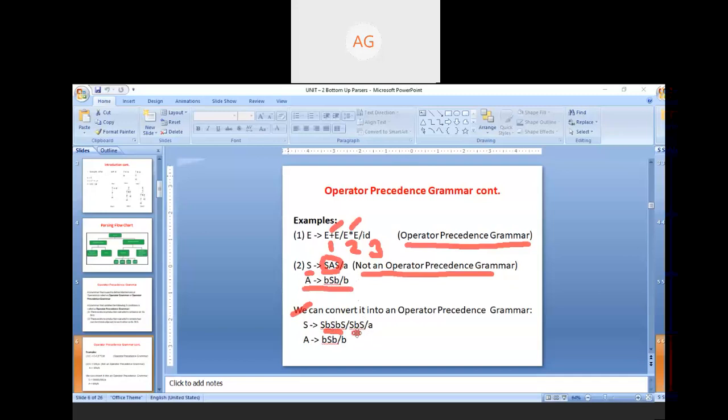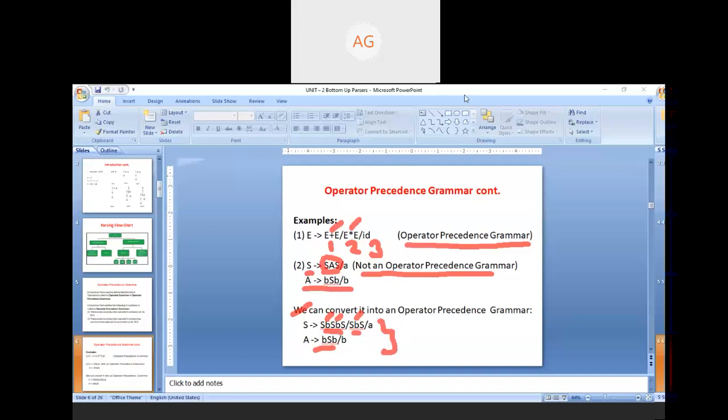As you can see now, between the two non-terminals there exists a terminal. These two small b's are between the non-terminals, and this b is also between the non-terminals. The productions which start with A also follow the operator precedence grammar. So now this grammar is an operator precedence grammar.